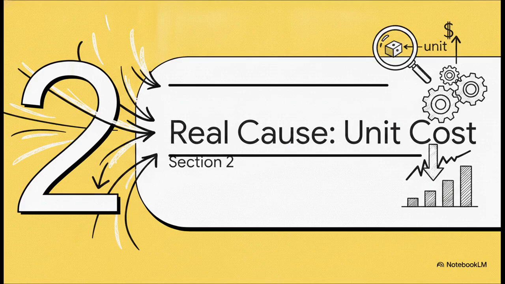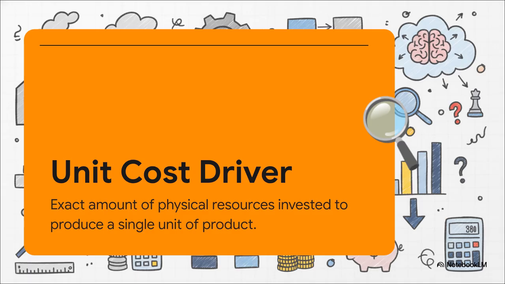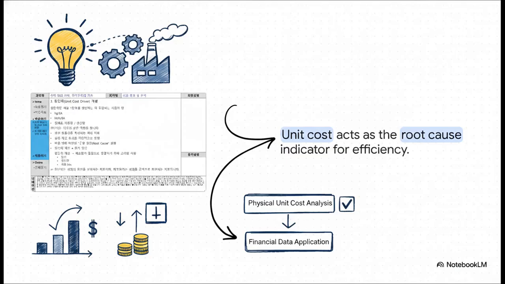Well, that brings us to Section 2, Real Cause, Unit Cost Analysis. This is the core metric that cuts right through all that external noise: the unit cost driver. It's a purely physical metric. It measures the exact physical amount of resources, think kilograms of raw material or kilowatt hours of electricity, that you actually invest to make a single unit of product. This right here is the ultimate measure of process efficiency because it entirely strips away all those price fluctuations. It doesn't care at all what the exchange rate is today. It only cares how much raw material it took to build one widget. Because of that, the unit cost driver acts as your root cause indicator for manufacturing efficiency.